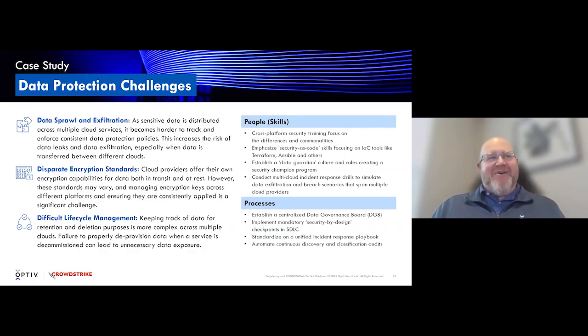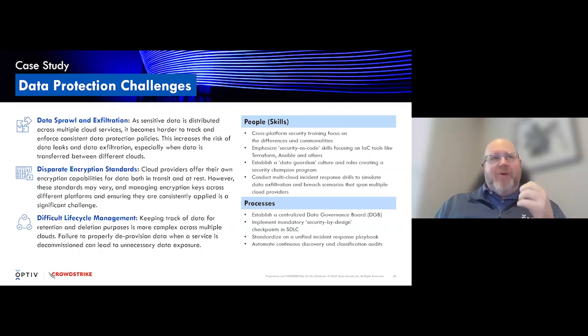Again, you're going to hear us harp on infrastructure as code and security as code. So things like Terraform and Ansible can help establish some of these practices. We want to establish a data guardian type of culture with roles created as security champions specifically around data that are embedded in our IT teams and our development teams. We want to conduct multi-cloud incident response drills. And then from a processes perspective, we want to establish a centralized data governance board. This is probably separate from your overall cloud governance board, but a group of people that is really focused on how you're managing data within these environments.